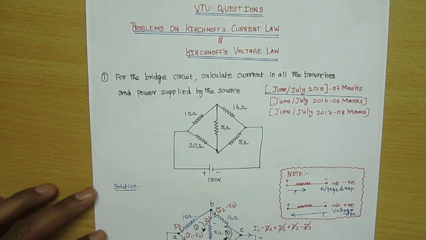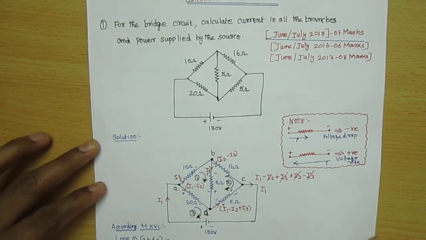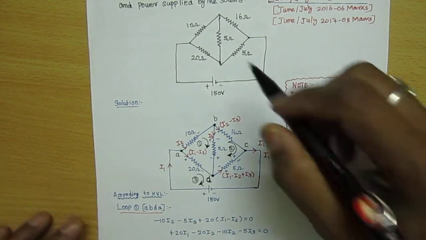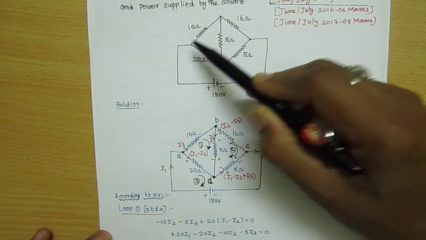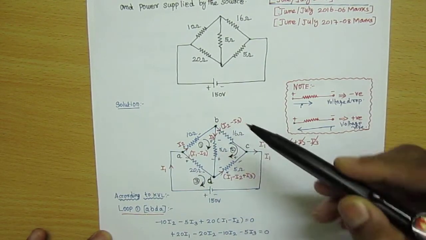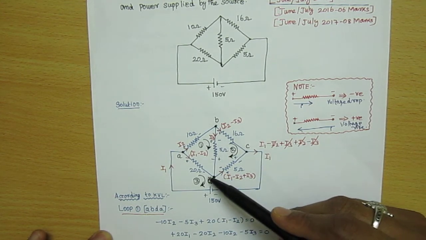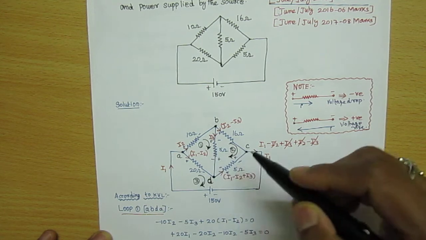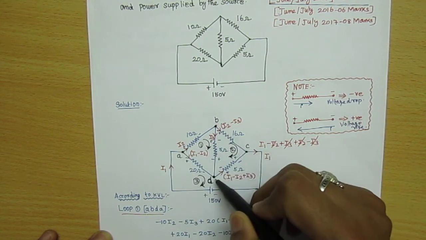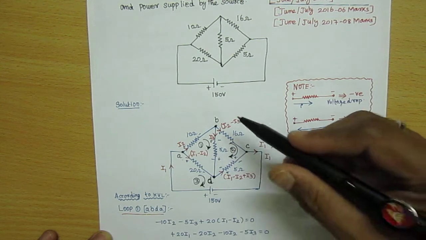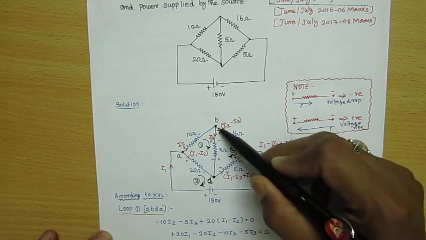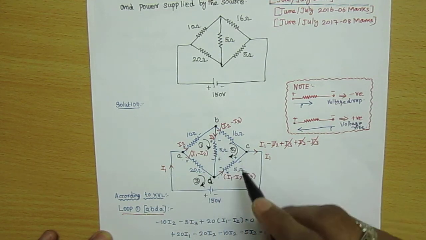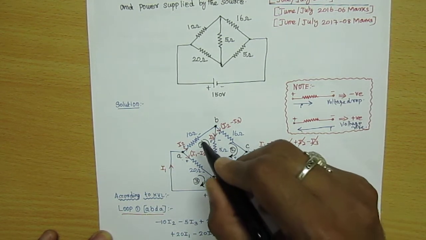Now we are entering into the solution. The circuit diagram is just as given in the question. I am naming the terminals A, B, C, D like this, and then I am making all the loops, that is loop A, B, D, A, and B, C, D, B, and A, D, C, A, all in the clockwise direction. The current flow is in the clockwise direction.